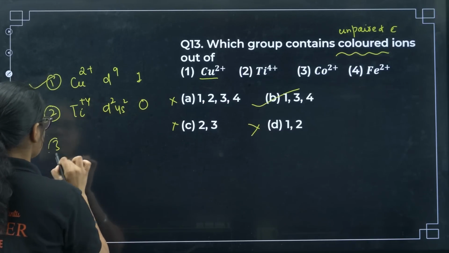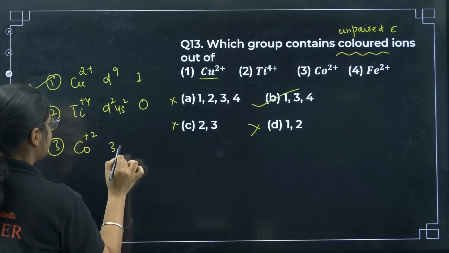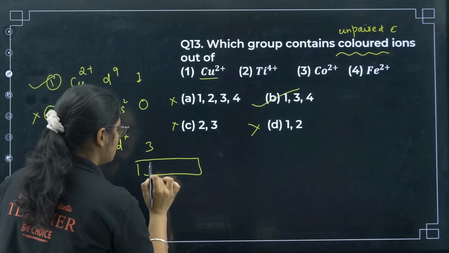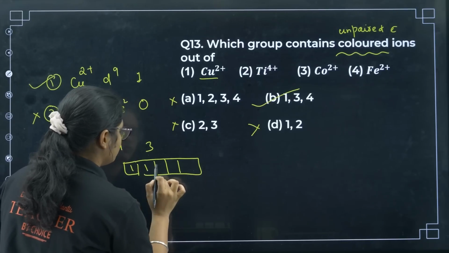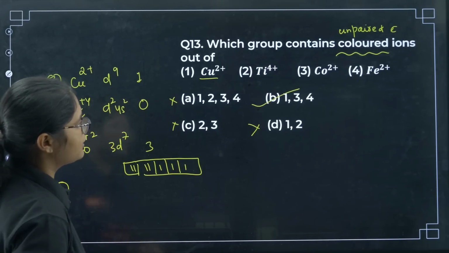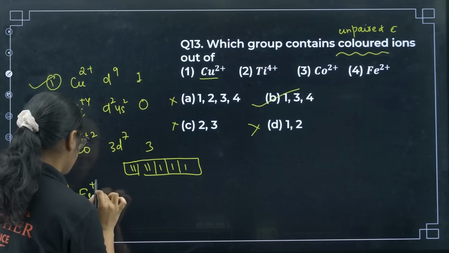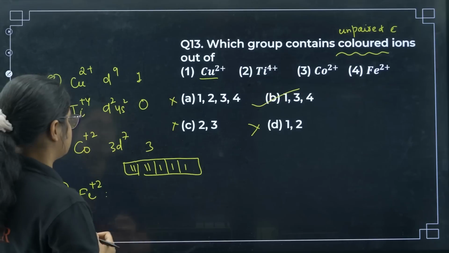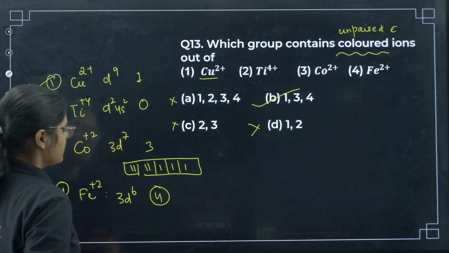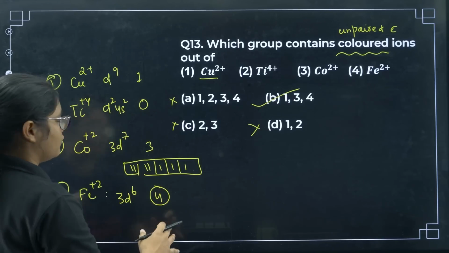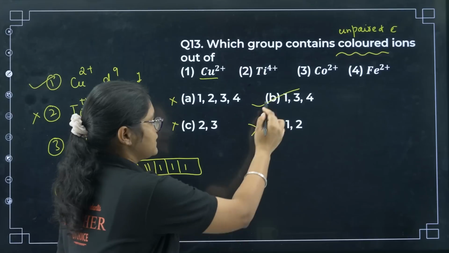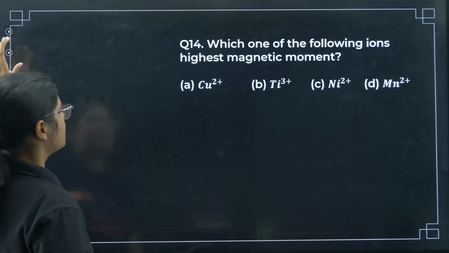But let me show you also, cobalt 2 plus is 3d7, right? So 3d7 will have 3 unpaired electrons. If you draw like this, yes, 1, 2, 3, 4, 5, 6 and 7. So 3 unpaired electrons. Next, the fourth compound here is what? Fe2 plus, right? Fe2 plus is having the configuration of 3d6, right? So 3d6 is having 4 unpaired electrons. So compounds 1, 3 and 4 are having unpaired electrons. That is why they will give you colored complexes, and option number B is the correct answer.